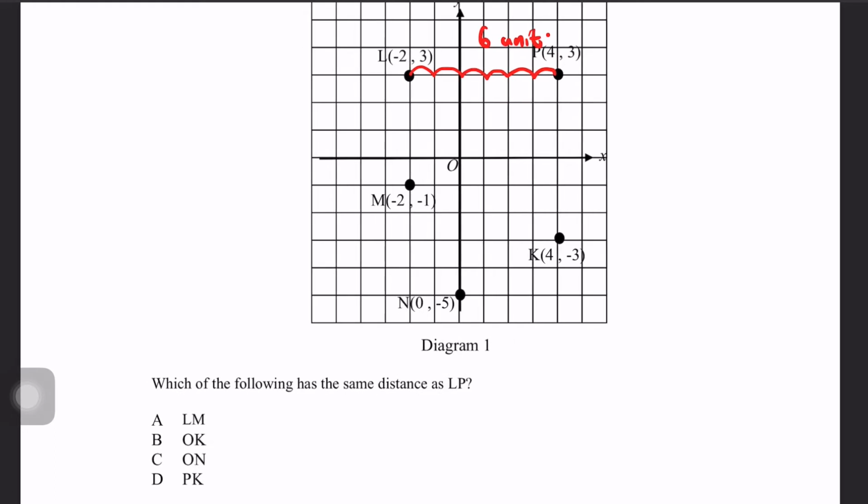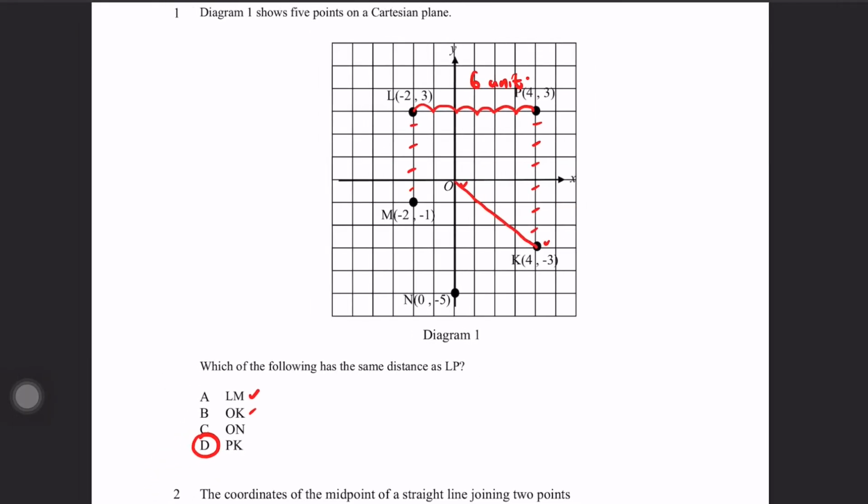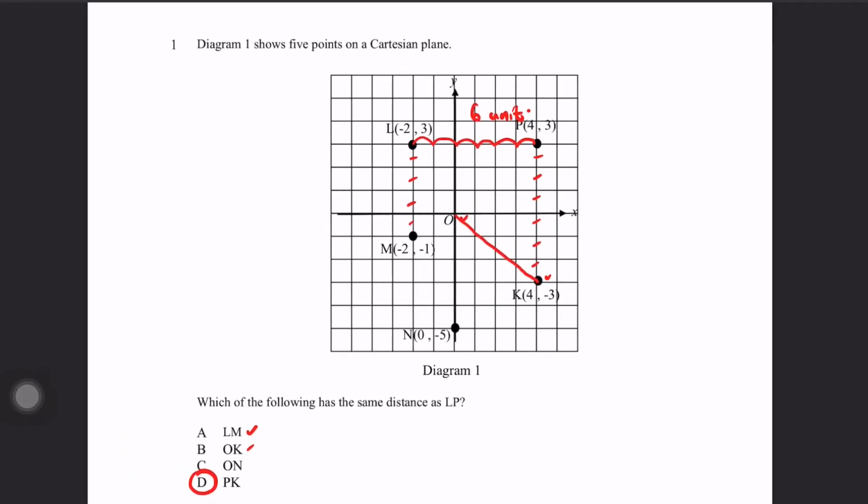So first kita tengok LM. 1, 2, 3, 4. So bukan. Where is O? Ni O to K. Bukan kan? Kita boleh tengok dengan mata kasar. So the answer is actually 1, 2, 3, 4, 5, 6, P, K. Or the other way, you can calculate by using the formula of distance. Tapi kalau soalan simple macam ni kita boleh congak sahaja.